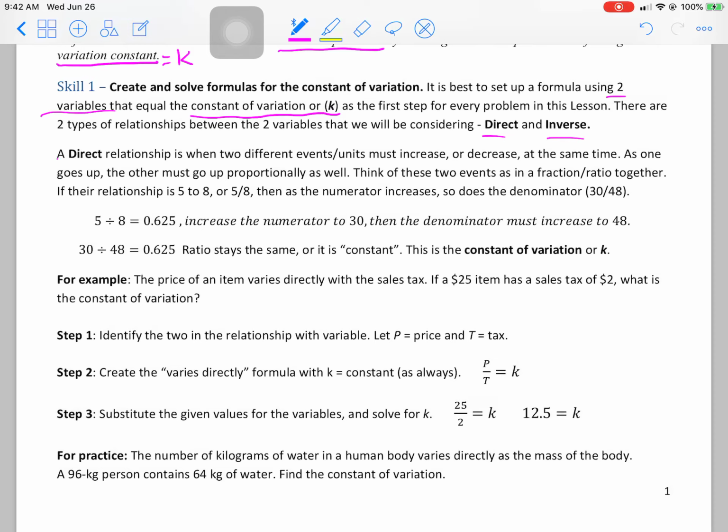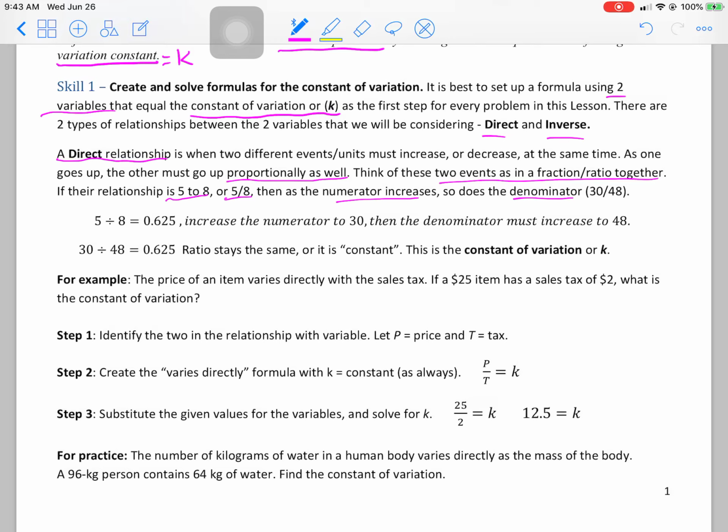We're talking about relationships. So the direct relationship is when two different events or units must increase or decrease at the same time. As one goes up, the other must go proportionally up as well. Think of these two events as a fraction or ratio together. So if their relationship is 5 to 8 or 5/8 as a fraction, as the numerator increases, so does the denominator. You're making equivalent fractions, so to speak.